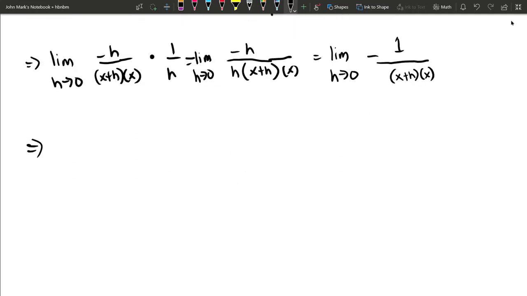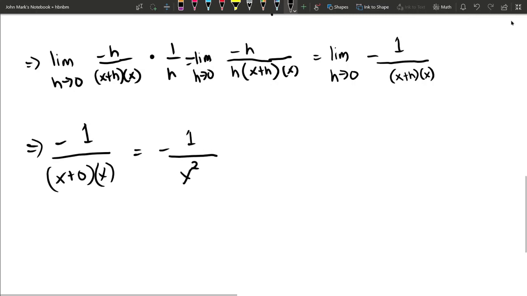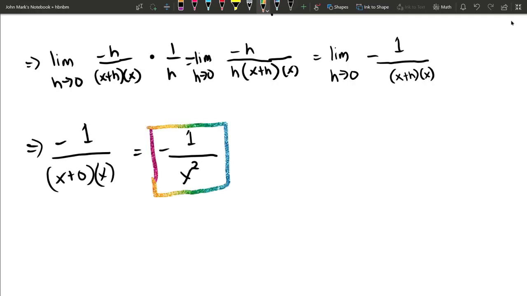Okay? So, pag sinubstitute natin yung 0 sa h natin, hindi naman magiging 0 yung denominator, so pwede na. So, we have negative 1 all over x plus 0 times x. Okay? So, we have negative 1 all over, so just multiply x. So, therefore, the derivative of 1 over x is just negative 1 over x squared. So that will be our final answer. Okay.